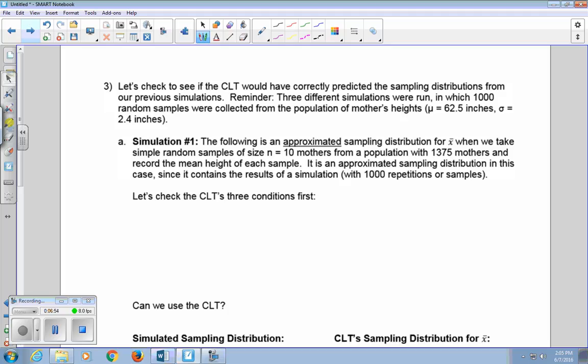So let's check to see if the central limit theorem would have correctly predicted the sampling distributions from our previous simulations. So we had the results from our simulations, and now we're going to use the central limit theorem. Remember, we ran 3 simulations in which 1,000 random samples were collected from the population of mothers' heights, where the population mean mu was 62.5 inches, and sigma was 2.4 inches.